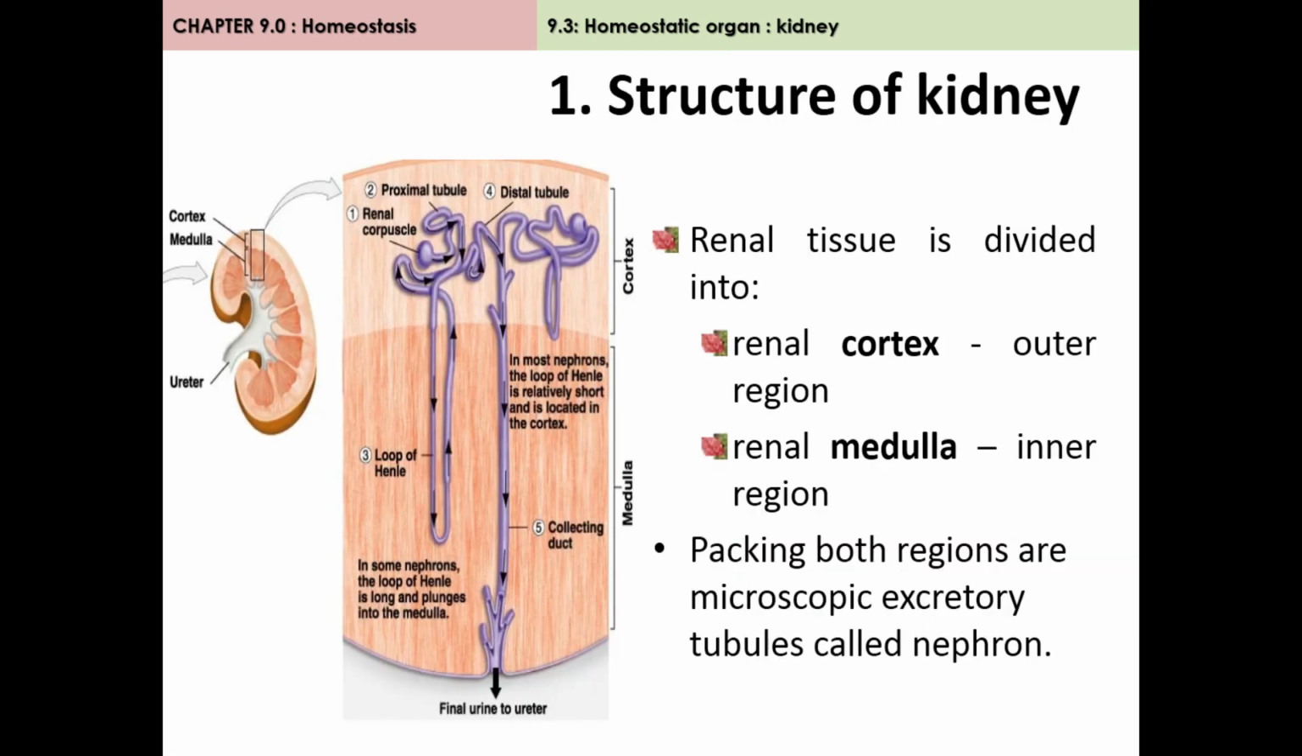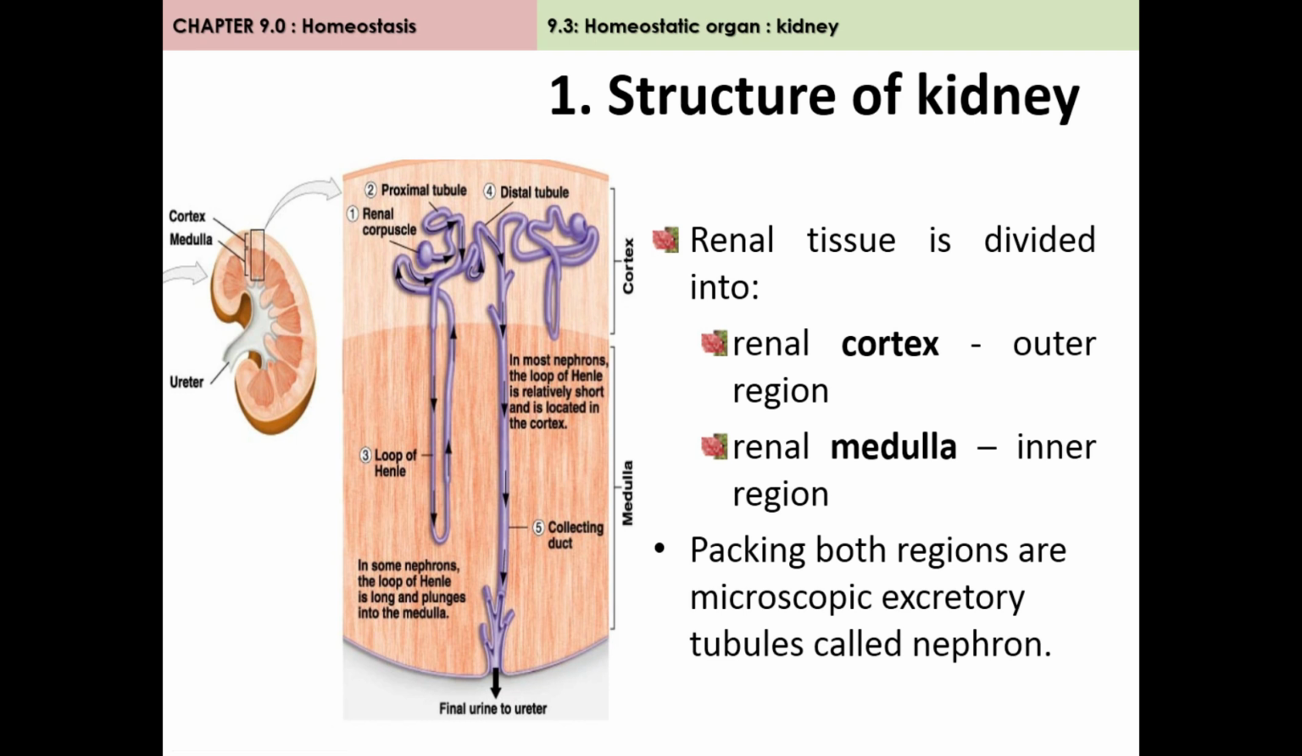Structure of the kidney. Renal tissue is divided into the renal cortex, the outer region, and the renal medulla, the inner region. Packing both regions are microscopic tubules we call nephrons.